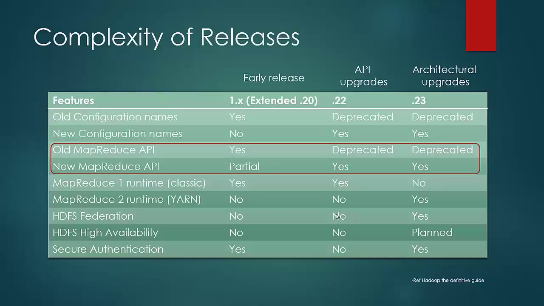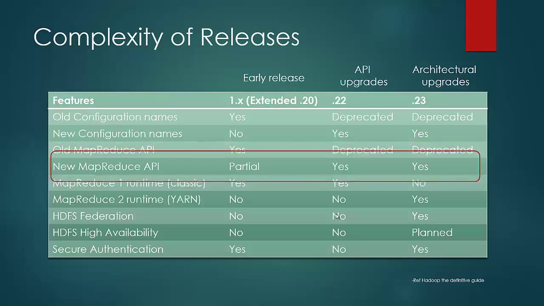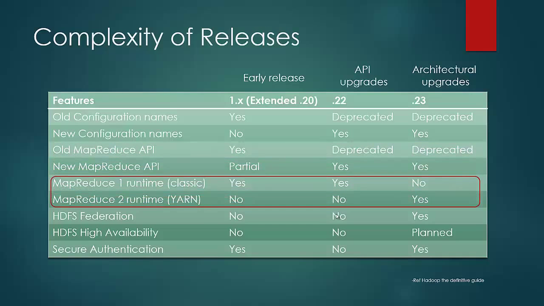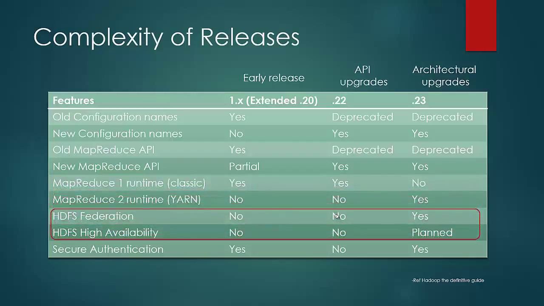The architectural change to get closer to the Google paper has been done to the MapReduce runtime in the 0.23 release, while 0.22 and 1.x work on the old classic MapReduce 1. Another architectural upgrade, HDFS federation and HDFS high availability, has been done in the 0.23 release. Hadoop 1.x had improved secure Kerberos authentication, which is not in the 0.22 release but has been covered in the 0.23 release. This wraps up the discussion in regards to Apache Hadoop releases.